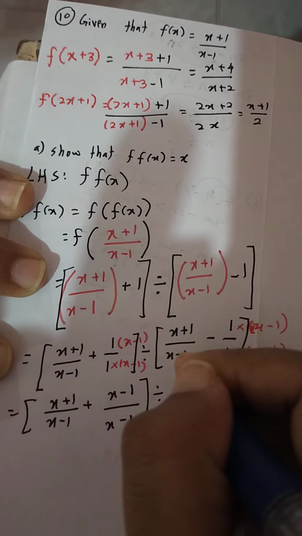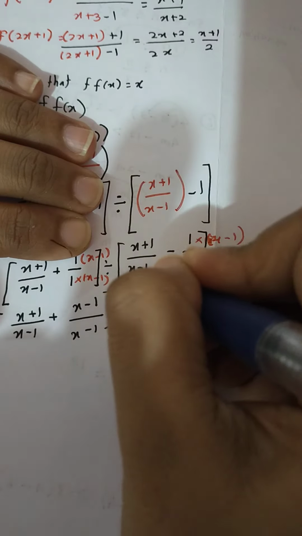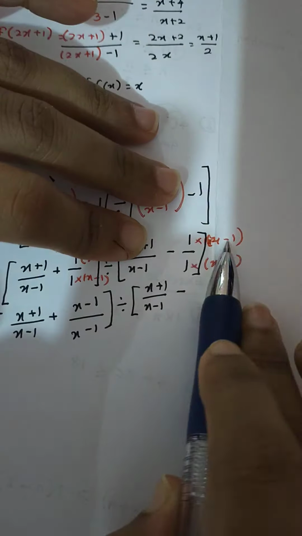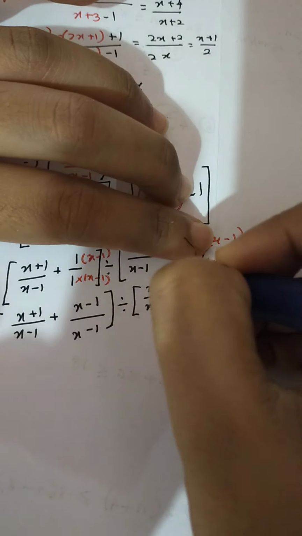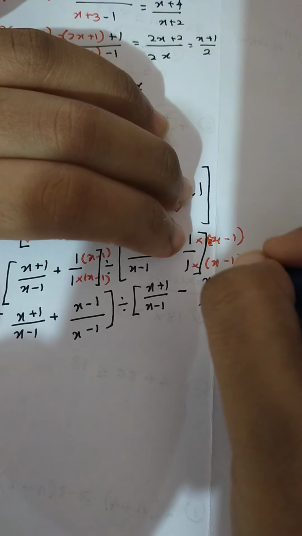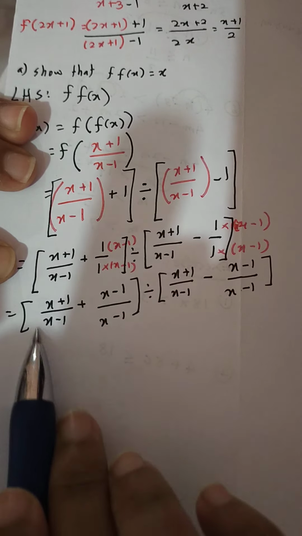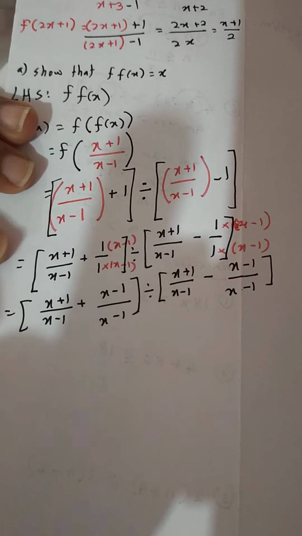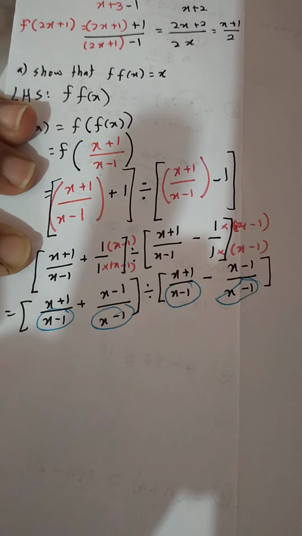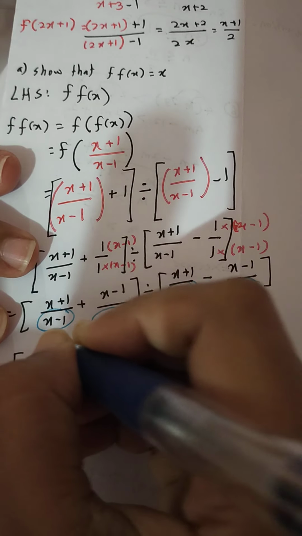And then divide by my next square bracket, which is x plus 1 over x minus 1 minus 1 times x minus 1, you will get x minus 1 over x minus 1. Okay, now you can add this one because the denominator is already the same. Here is x minus 1, x minus 1, x minus 1, x minus 1. So now you can expand this. You will get x plus 1.